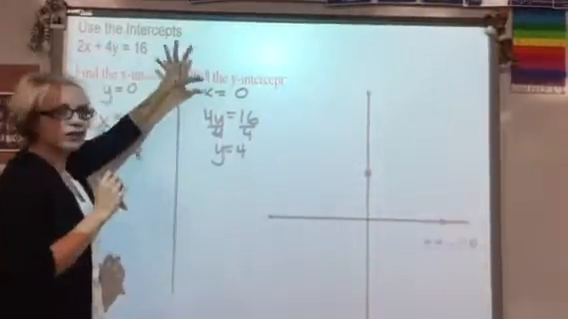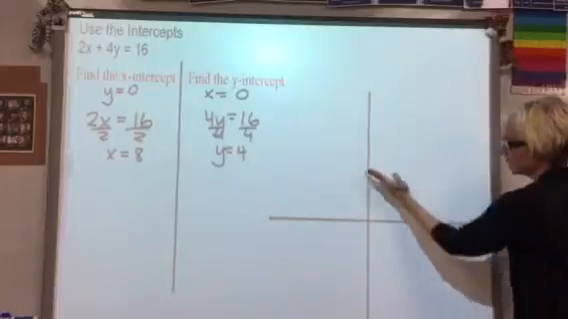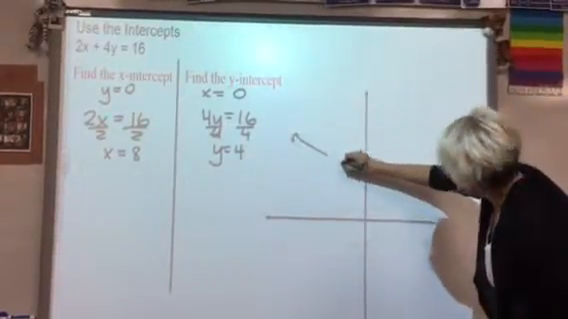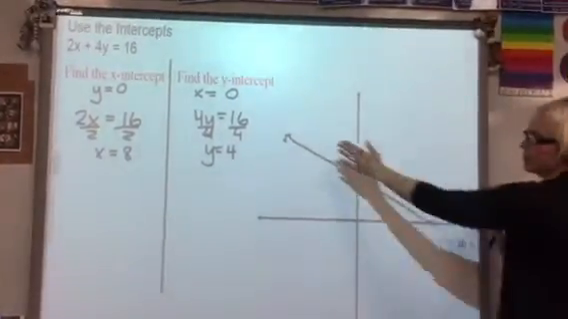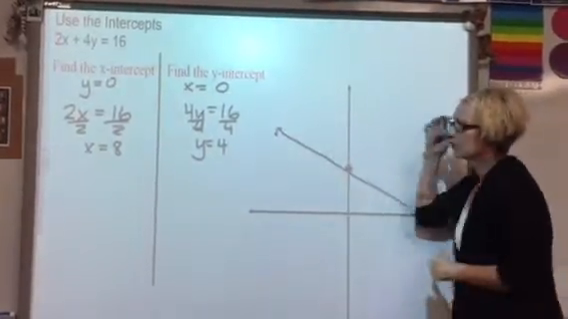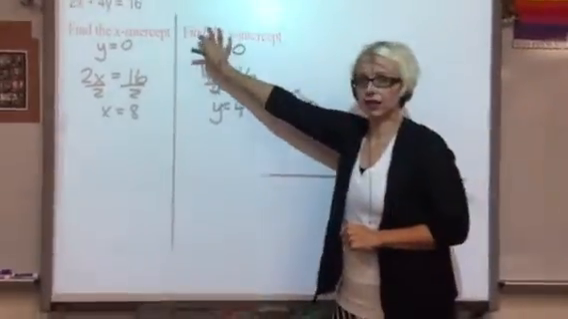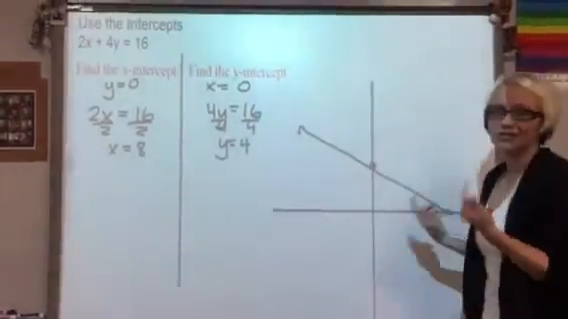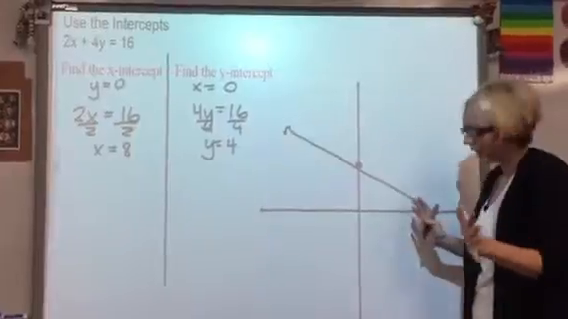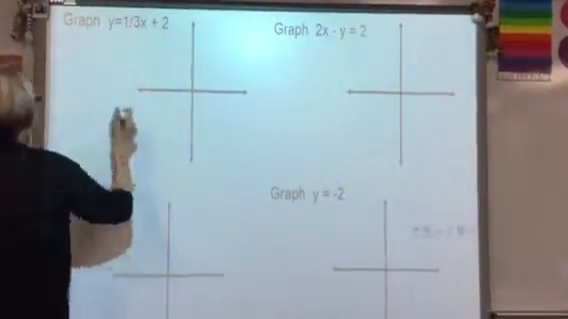Now this is a linear equation, so I can draw a line. I have a ruler, and I connect these 2 points, and then I draw my line. Now I definitely want you to use a ruler on your assignment. Obviously it's harder to do on a smartboard, but I just graphed this using the intercepts, and that's a shortcut that you can use. Now could you still do an XY table? Absolutely. You can just plug values in. In fact, that's what we're going to do here.